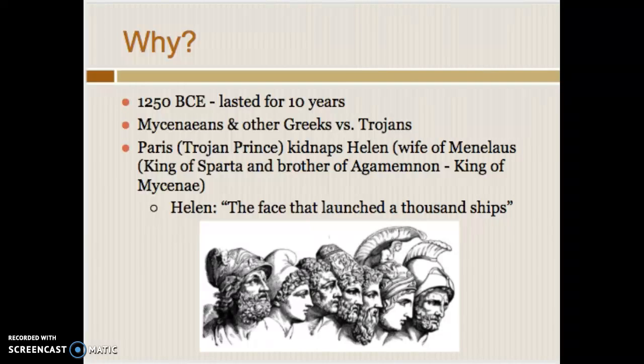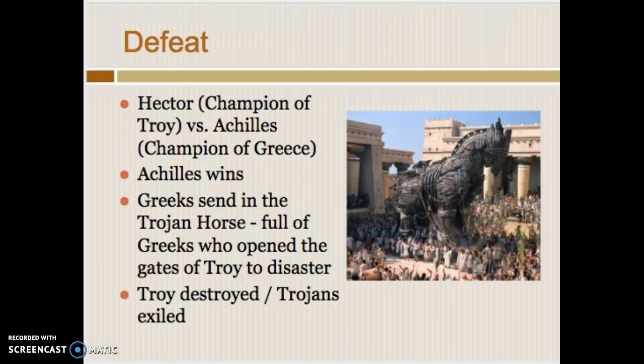It's the story essentially of Paris, who was a Trojan prince, kidnapping Helen, the wife of Menelaus, who was the king of Sparta, supposedly, and the brother of Agamemnon, who we saw already as the king of Mycenae. And Helen was that face that launched a thousand ships, and she is the reason that this 10-year battle happens. In terms of the defeat, there is the story of Hector, the champion of the Trojans, versus Achilles, the champion of the Greeks, and sort of the tragedy that occurs there, and you'll take a greater look at that.